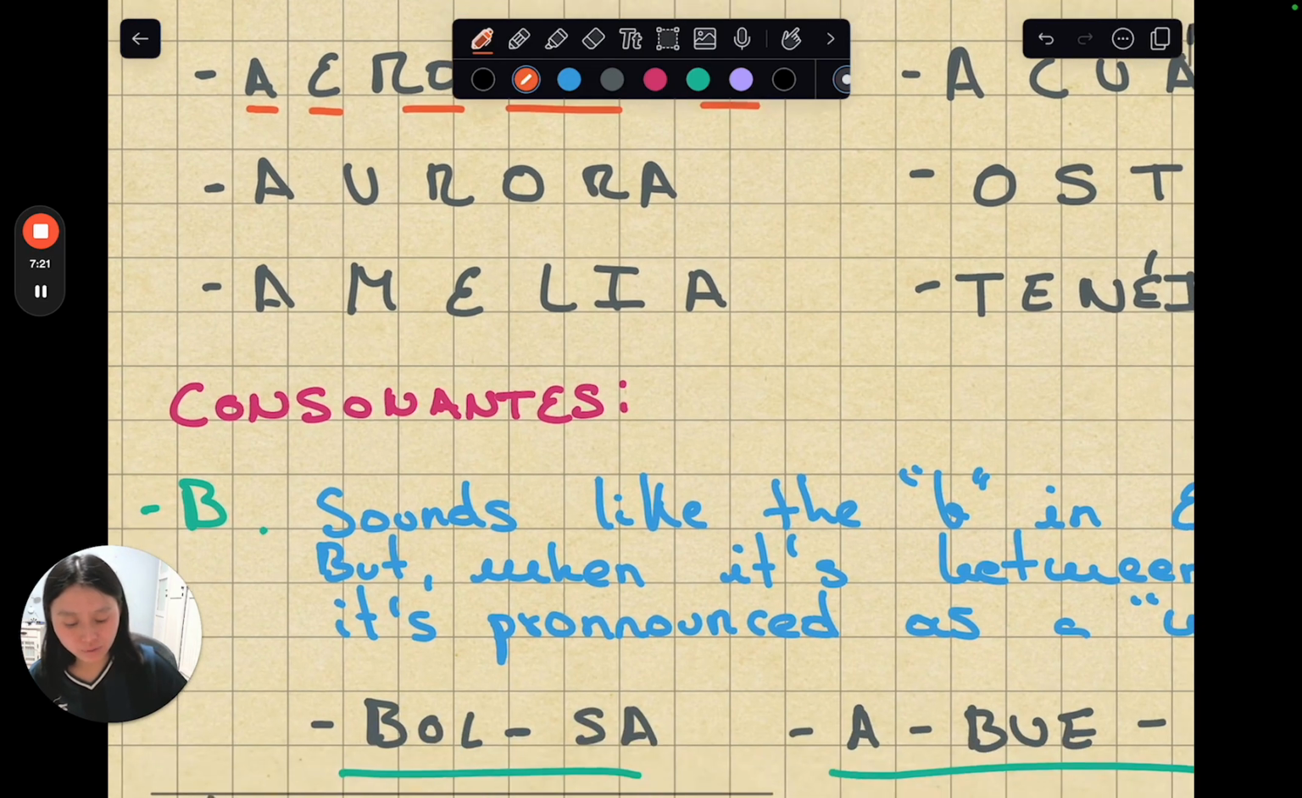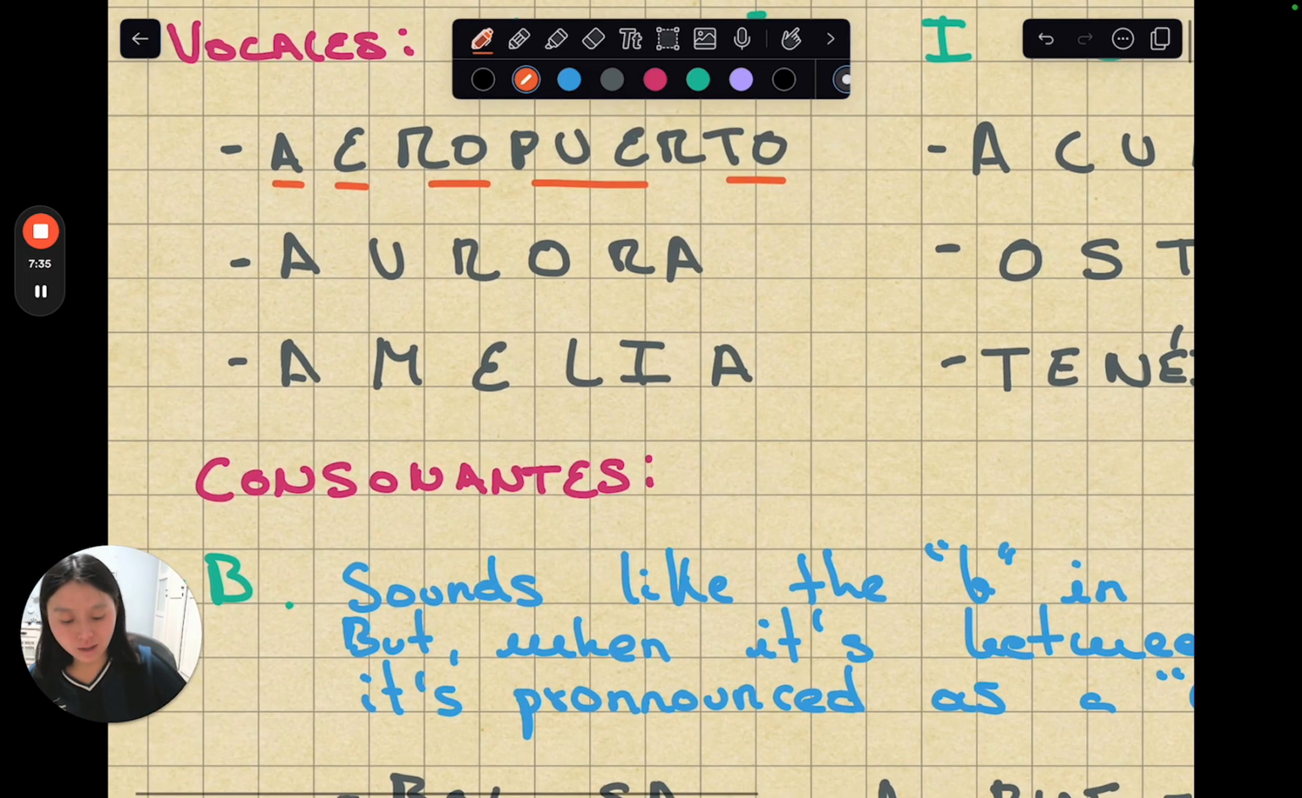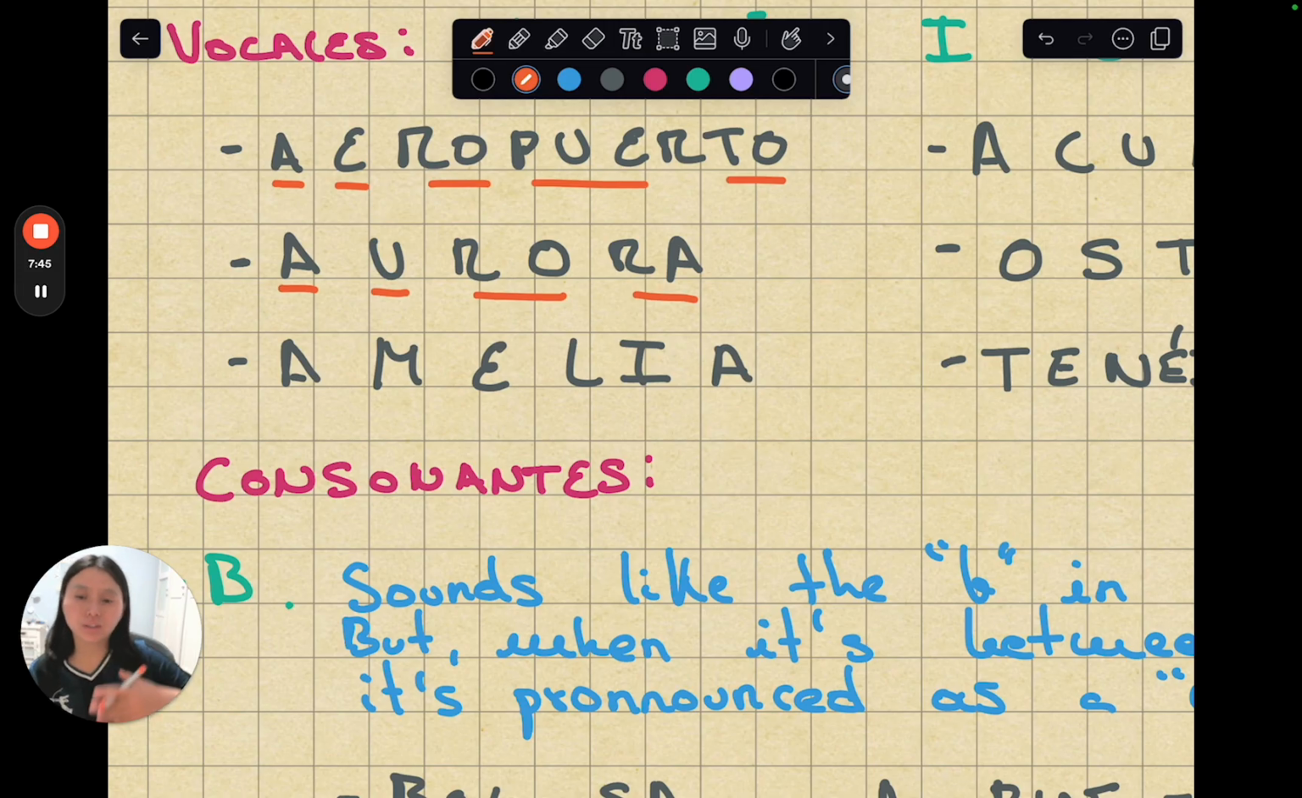Let's say, for example, the name Amelia. In English would be Emilia. Amelia. See that? I'm reading every single vowel. The name Aurora in English would be Aurora, but in Spanish would be Aurora. See that? We pronounce every single syllable.